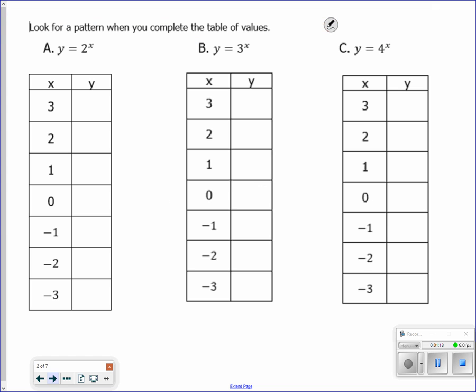All right, so our new lesson today. Let's start looking for patterns here. So 2 to the third power, and 2 to the second power, and 2 to the first power, 2 to the 0 power, 2 to the negative first, 2 to the negative second, 2 to the negative fourth.